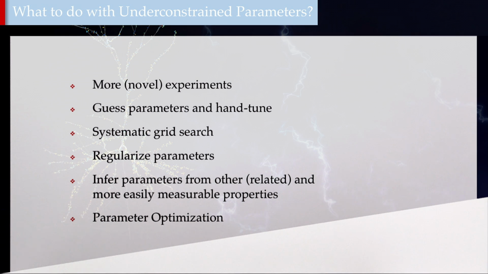So what to do with under-constrained parameters? Of course, the natural course of science is that you would hope that there will be more experiments, maybe even novel types of experiments that can measure aspects that were previously not measurable. And then, of course, you simply wait until this data becomes available, and then you use that data. Now, if you can't wait that long, or essentially it is unlikely that this will be done, you can, of course, resort to guessing these parameters and hand-tune them.